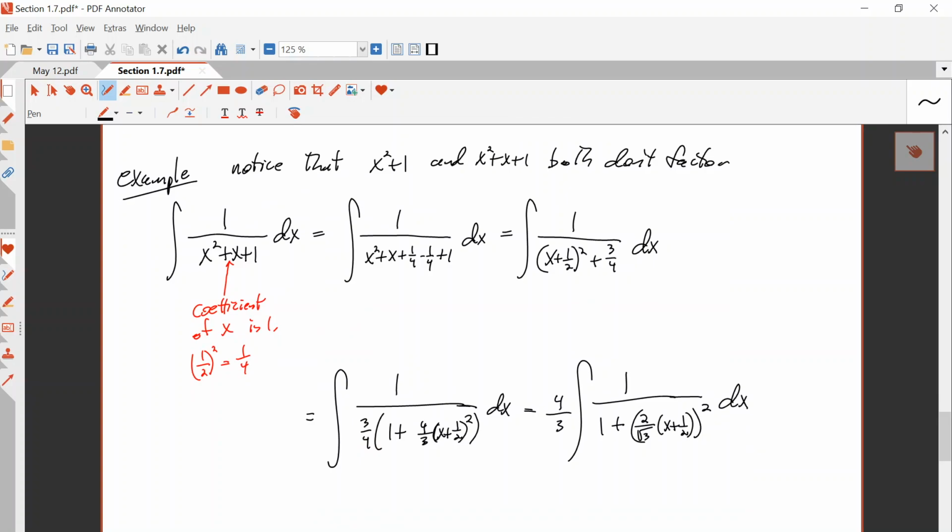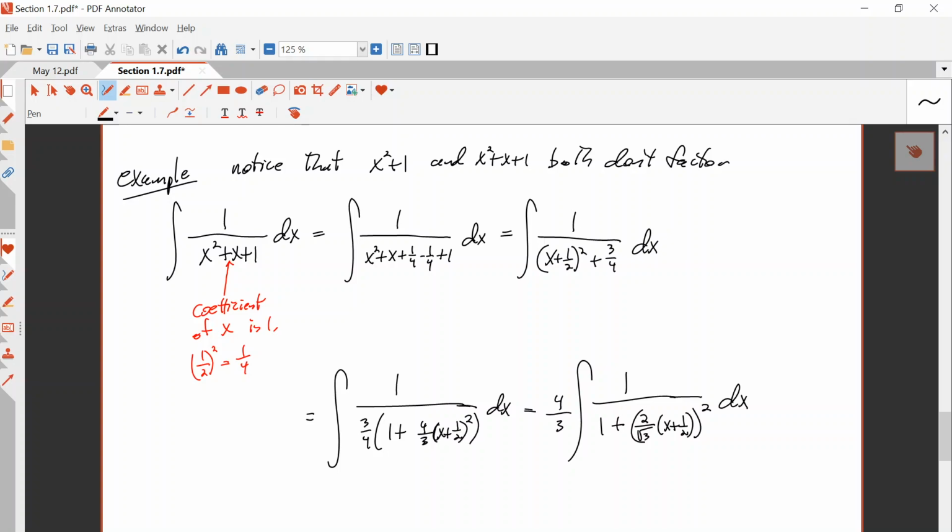Right, so instead of just the x plus 1, x plus a half squared, it's x plus a half times 2 over root 3 squared. 2 over root 3, when you square it, of course, is 4/3. And then when you square this, you just get x plus a half squared.